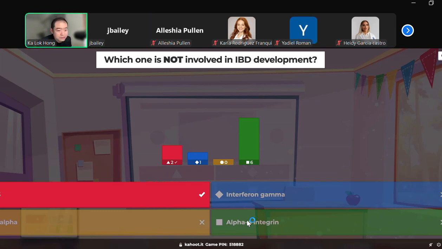So IL-23 is not the major contributing factor for IBD development. So the idea is that you have to know those couple that I highlighted, the major factors, and link those with some of the drugs that are available for the conditions.